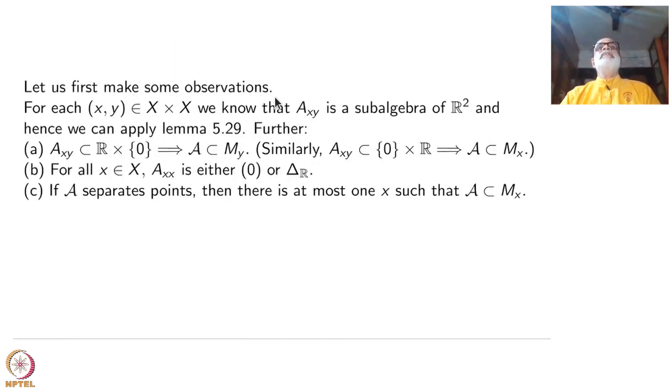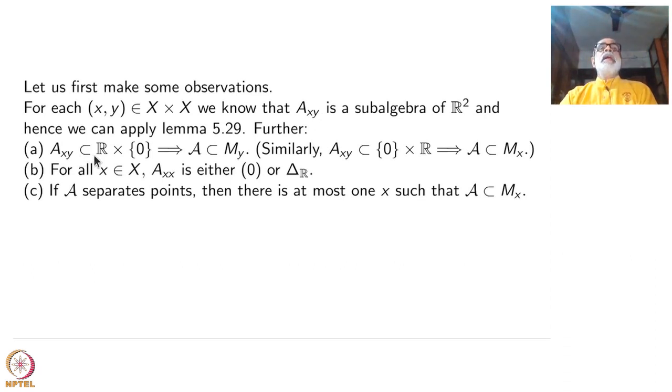Let us first make some observations, all inside R². Given (x,y) belonging to X cross X, we know that A_xy is a subalgebra of R². Hence we can apply this lemma and we know what A_xy is: either 0, or R cross 0, or 0 cross R, or the diagonal, or the whole of R².